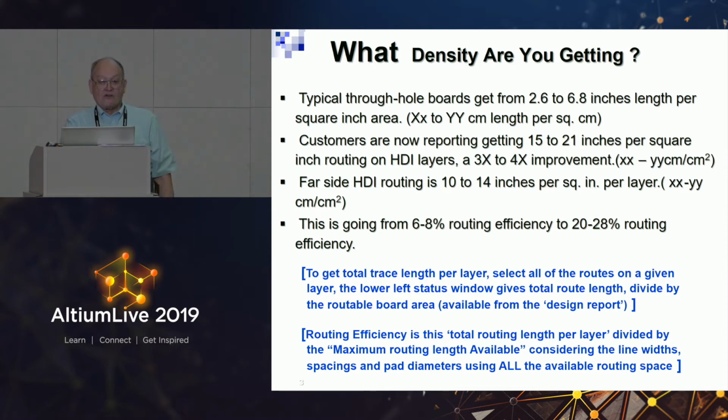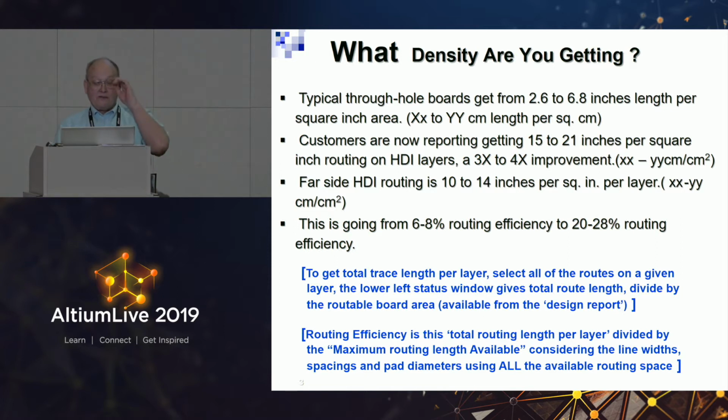And they go from 6 to 8% routing efficiency to 20 to 28% routing efficiency. So they're starting to use the metrics that I've introduced to talk about a design. They don't talk about lines and spaces and hole size. They talk about layout efficiency and total number of traces per linear centimeter, or something like that, because those are a better measure of performance of the design.